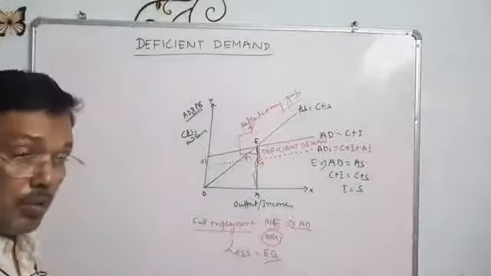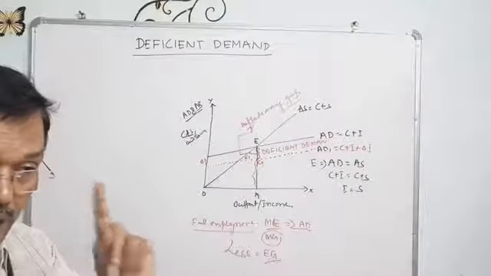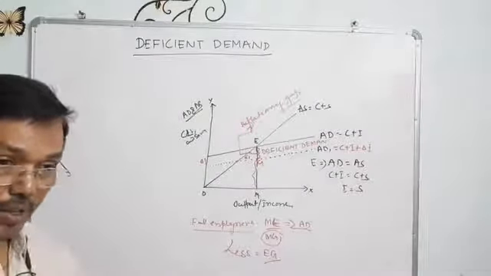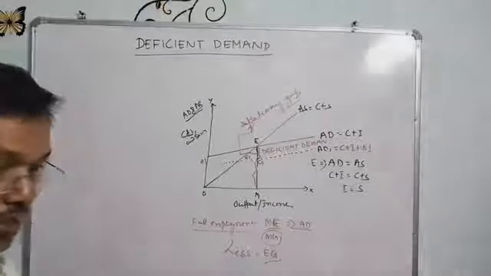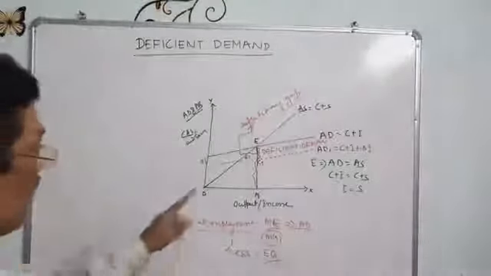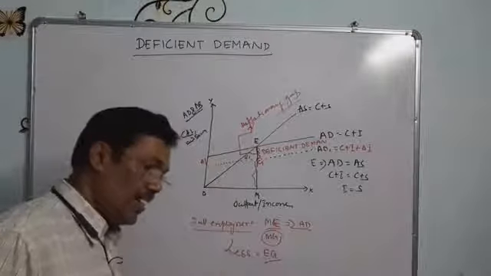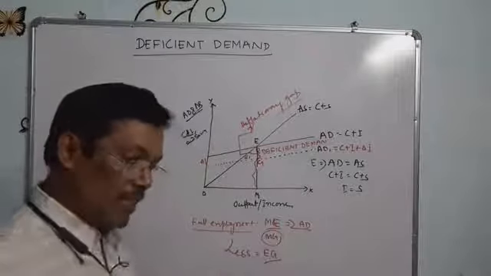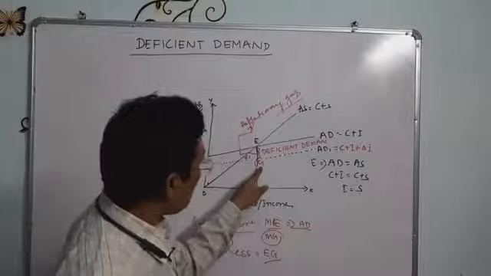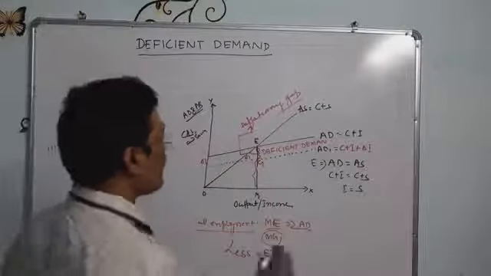At that time I told you, it is like killing two birds with one stone. If you are clear about excess demand, just reverse it for deficient demand. So what is deficient demand? When aggregate demand is less than aggregate supply at the level of full employment, that is to be called deficient demand.